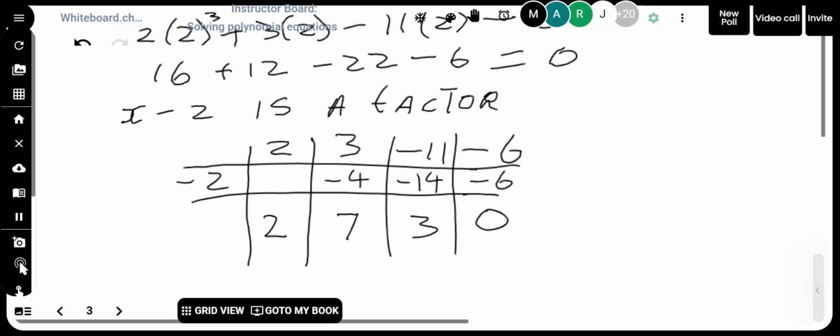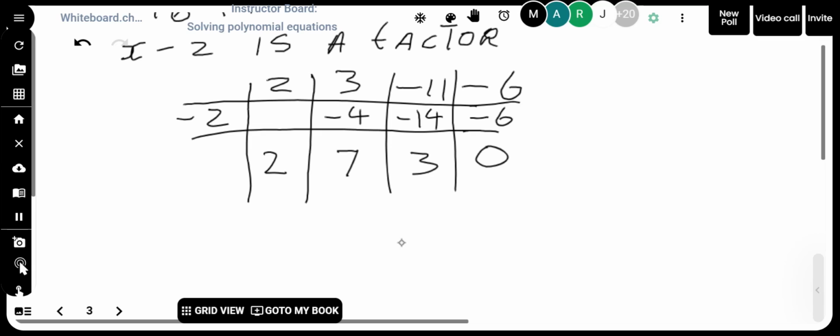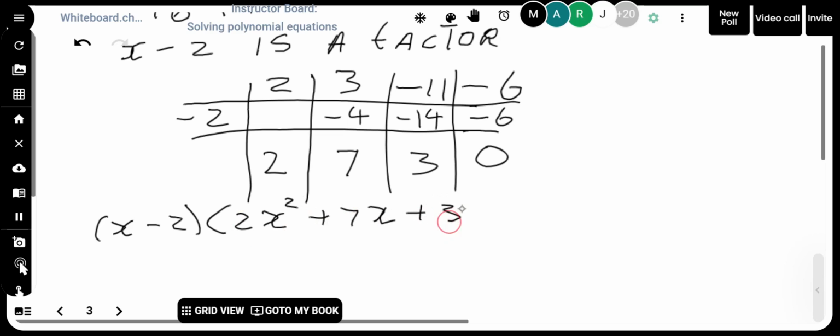So here's where we are so far. We have one factor of x minus 2. We're going to drop a degree and write the other factor. It was a cubic function before, so now it's 2x squared plus 7x plus 3, and all of that is equal to 0. That's where we are so far.